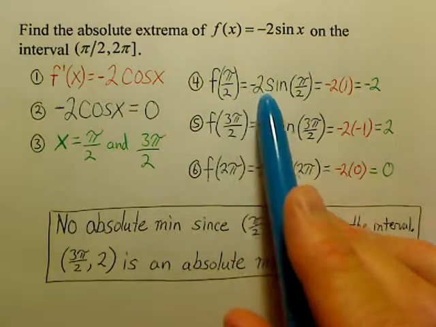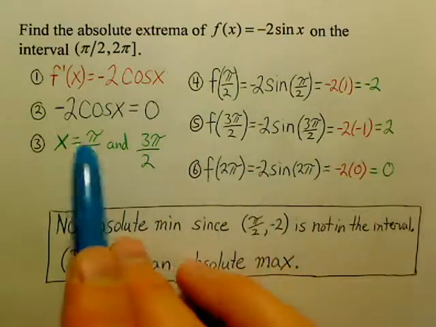And again, when you're finding absolute max and mins, plug it into the original function, but first find the critical numbers.